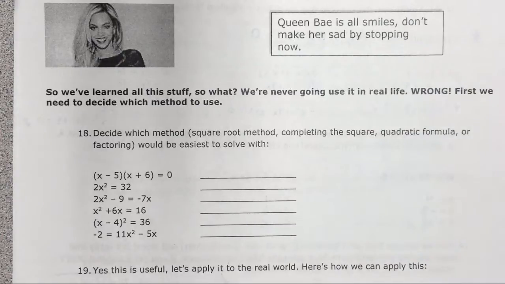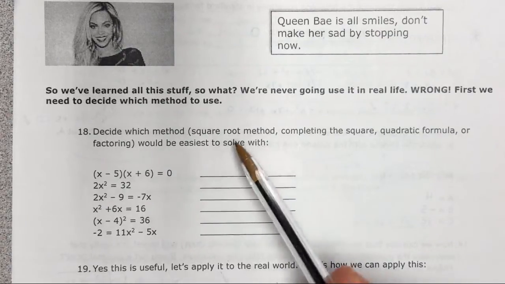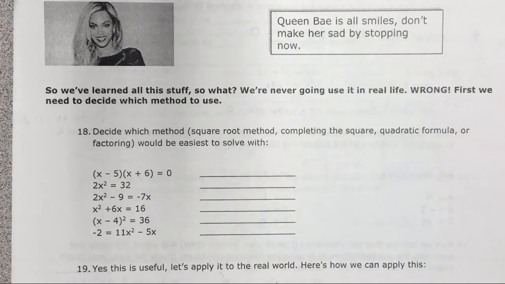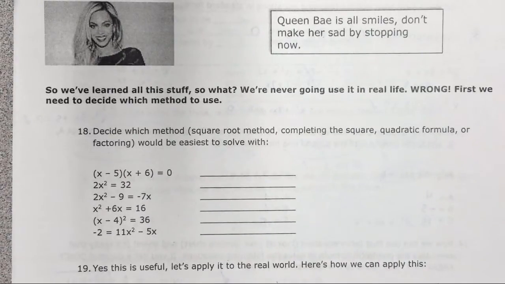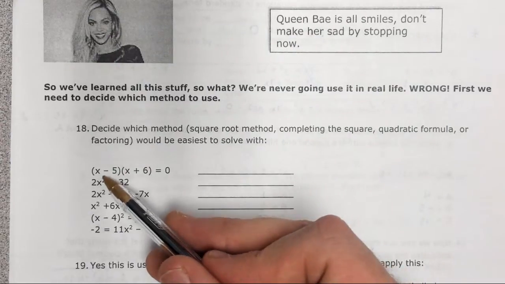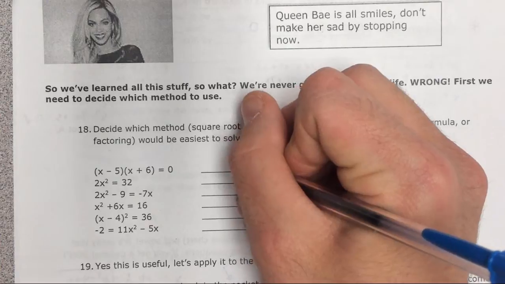Alright, last section. I want to decide which method to use. Alright, well I have my 3 methods that we've been going over and over and over again. Square root method, completing the square, quadratic formula. And remember, I can also factor. And factor is when I just have my factors and I can set them equal to 0. So which one would be the best? Well, for this first one, it's already factored for me. So why don't I just use factoring?